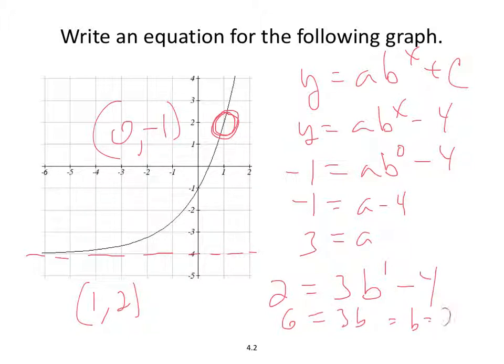Well, maybe somebody who's a little more with it than me would have noticed that. I didn't. So I think the equation for this graph is y equals, let's see, what was a? 3 times 2 to the x power minus 4.